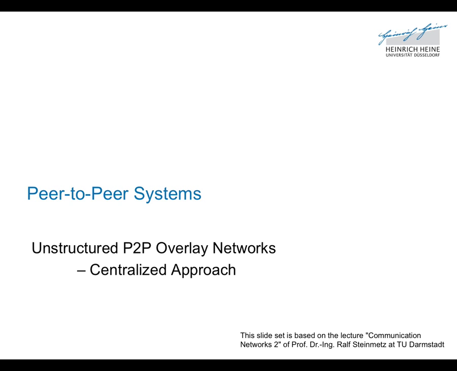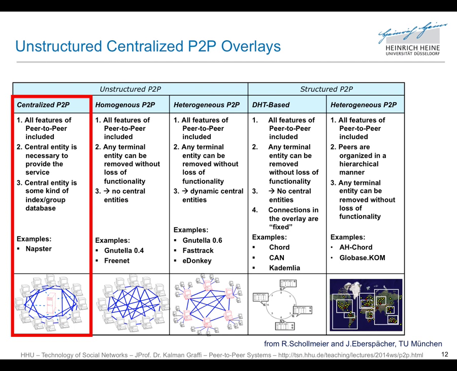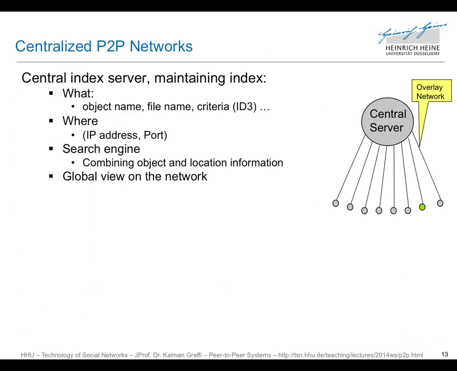Okay, let's start with the centralized approach. This was basically the first one that came up, and this was the big invention of Napster at that time, in 1999. So this is how Napster revolutionized the distribution of files. Previously, if you wanted to have a file, you had to upload it, or somebody uploaded it to a server, and then you could download it from the server.